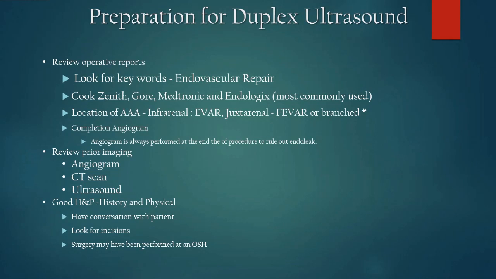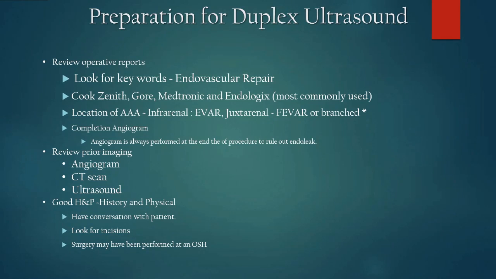Another helpful hint is to review prior imaging. If you have the opportunity to view the angio, that's helpful. The CAT scan report, and if you are able to review CAT scan images, even better. So you can see what your residual aneurysm sac looks like, tortuosity, whatnot, along with prior ultrasound. It's helpful if you have the opportunity to review those.